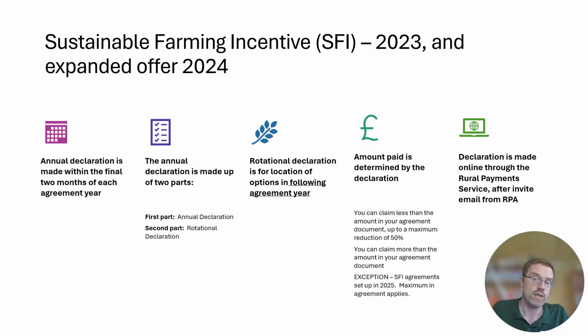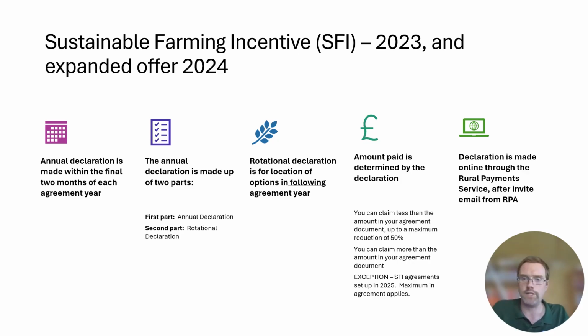Now, with SFI schemes, these schemes started on different months in the year. You might have an SFI 2023 scheme that started in April, and you might have an SFI 2024 scheme that starts in May, for instance. That's obviously going to add its complexity to you. But for each of those schemes, your declarations will be made in the last 2 months of the agreement year. So for instance, taking our April start example, your declaration will be made in February or March at the end of the first agreement year. So the first declaration will be made in that period.